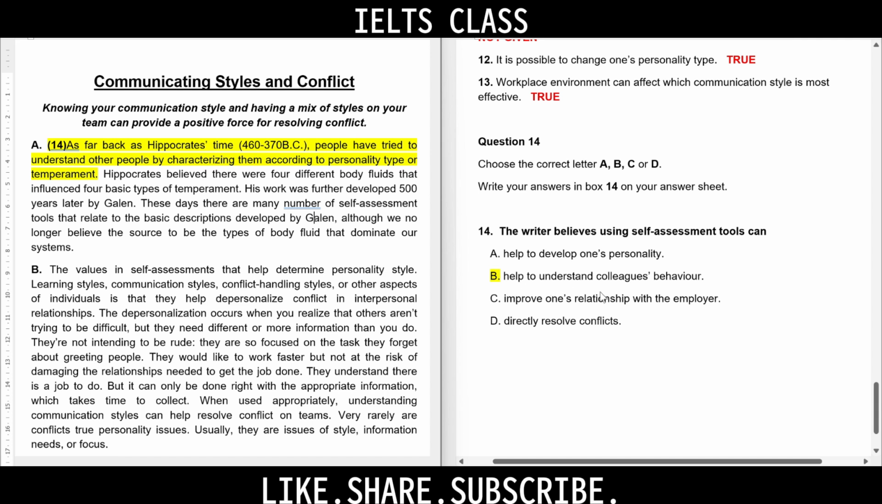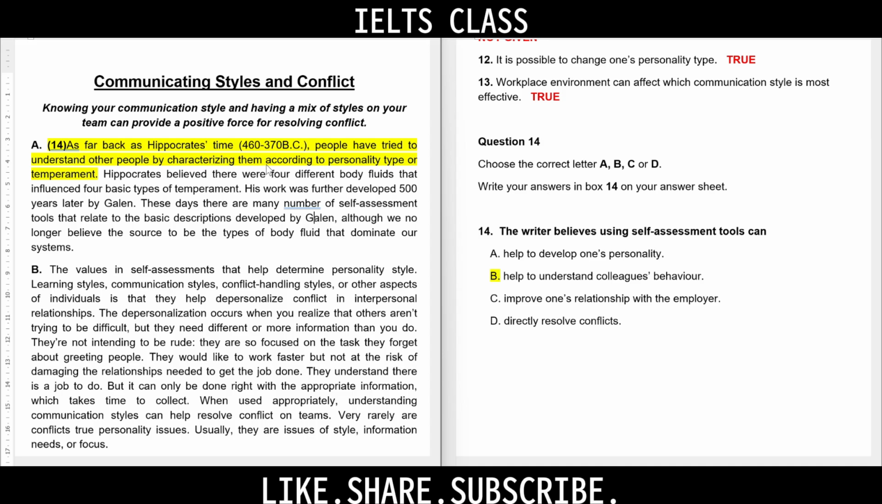Second is, help to understand colleagues' behavior. So using self assessment tools can help to understand colleagues' behavior. Yes, this is correct, because here we know that self assessment tools can determine one's personality type, and in the first line it is written that people have tried to understand other people by characterizing them according to personality type or temperament. So it is very indirect, but it is true, because using self assessment tools can categorize people into different personalities, can tell what personality type this person belongs to.